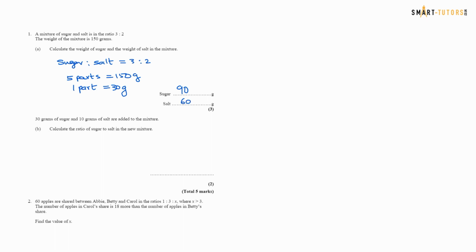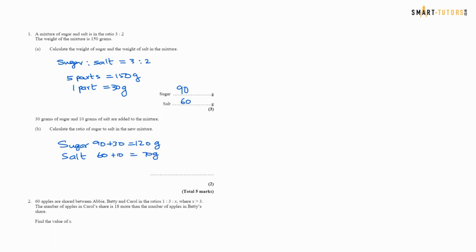30 grams of sugar and 10 grams of salt are added to the mixture. So both quantities are going to be added to the previous mixture. So now the previous sugar is 90 plus 30, which is 120 grams, and salt is 60 plus 10, which is 70 grams.